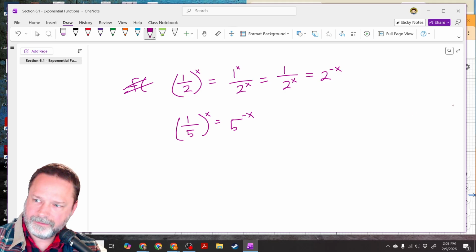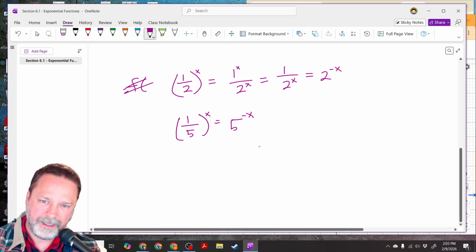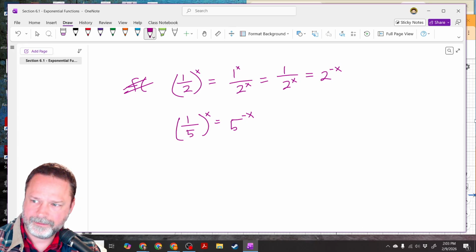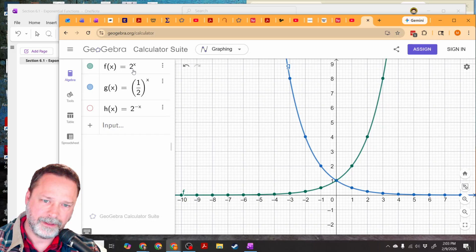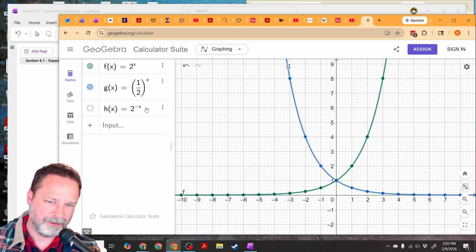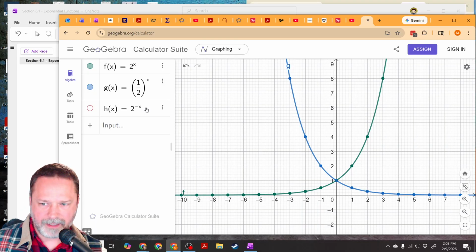and their graphs, right? And so we get these reflections over our y-axis. And so that's something we want to notice here. 2 to the x and 1/2 to the x is a reflection over our x-axis. Because when you change x to the opposite of x, x to negative x, that does that reflection over the x-axis, and that's nothing new.